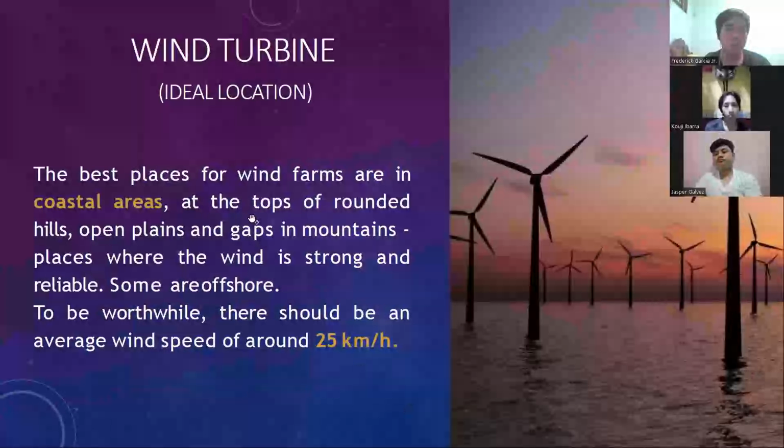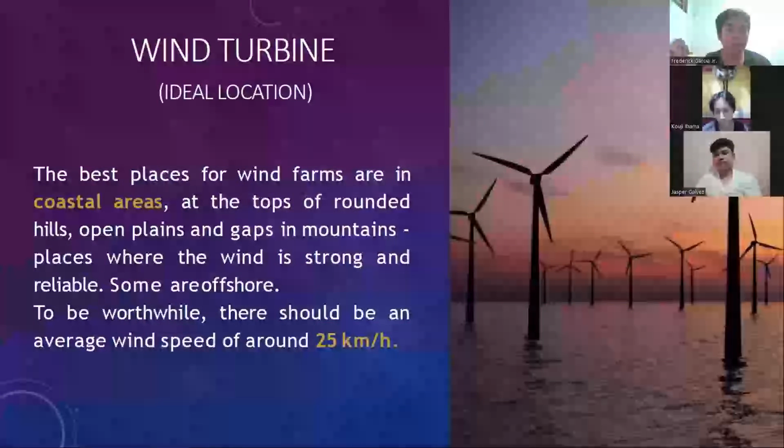Now we have the ideal locations for the wind turbine placement. The best places for wind farms are in coastal areas, at the tops of rounded hills or plateaus, open plains and gaps in mountains or valleys, or just generally places where the wind is strong and reliable. Some are offshore. So to be worthwhile, there should be an average wind speed of around 25 kilometers per hour.